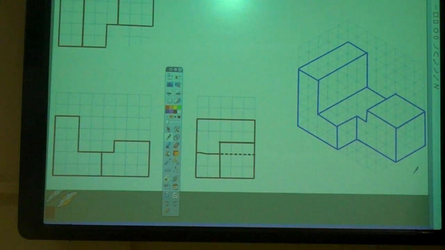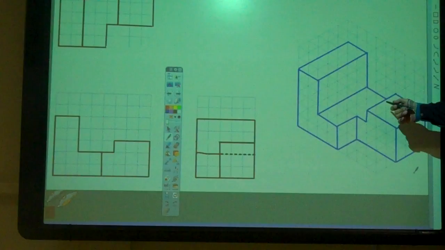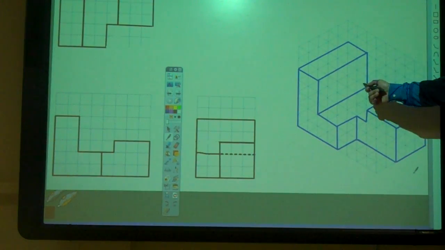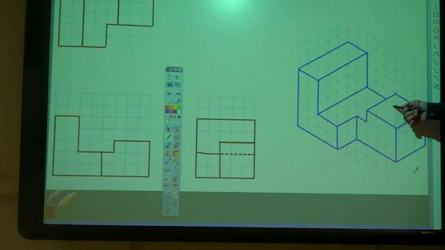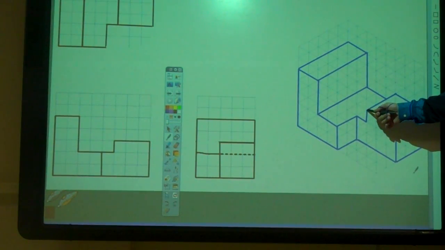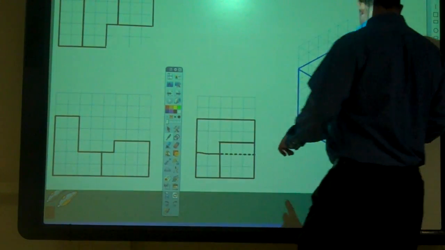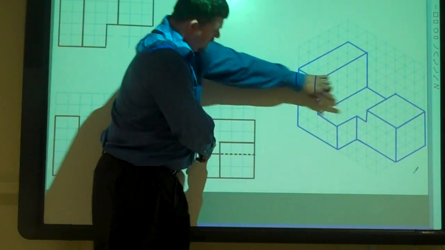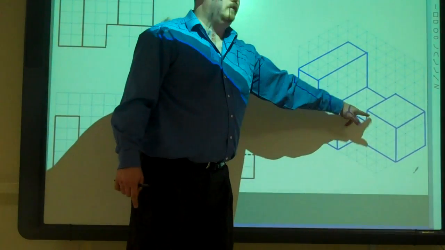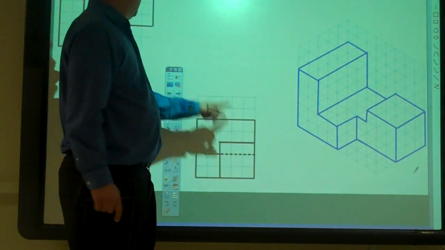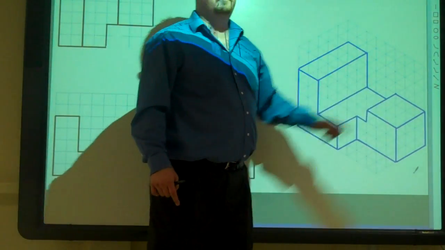Where? Where? Here? What about it? An edge right there? What about that? No, it's connected there. And this vertical line is that line, right? That line is that line. That line is that line. That line is that line.